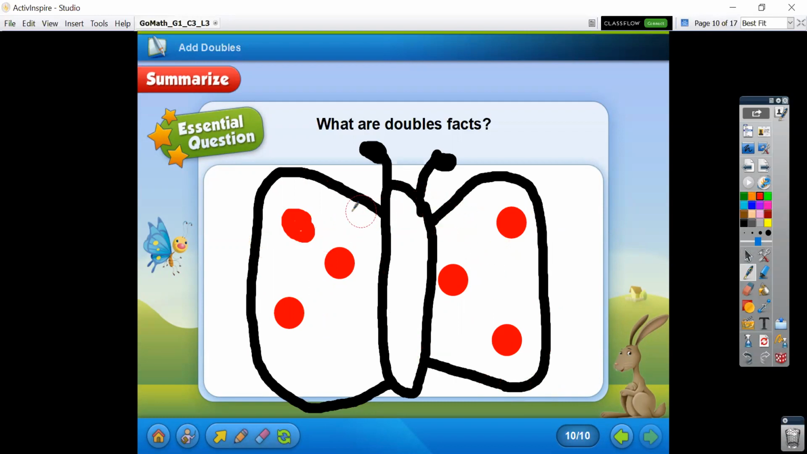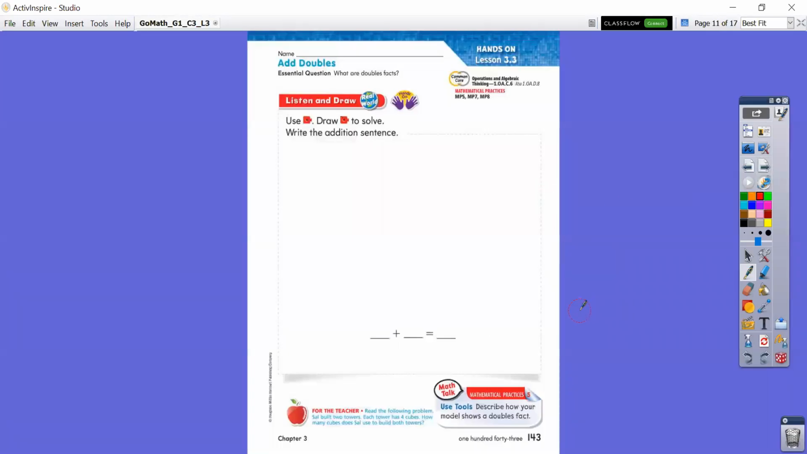Now let's count them all up. 1, 2, 3, 4, 5, 6. So my addition sentence would be 3 plus 3 equals 6. That's a doubles fact when the two addends are the same. Okay, let's jump ahead here. We're going to come back to that page in a little bit.